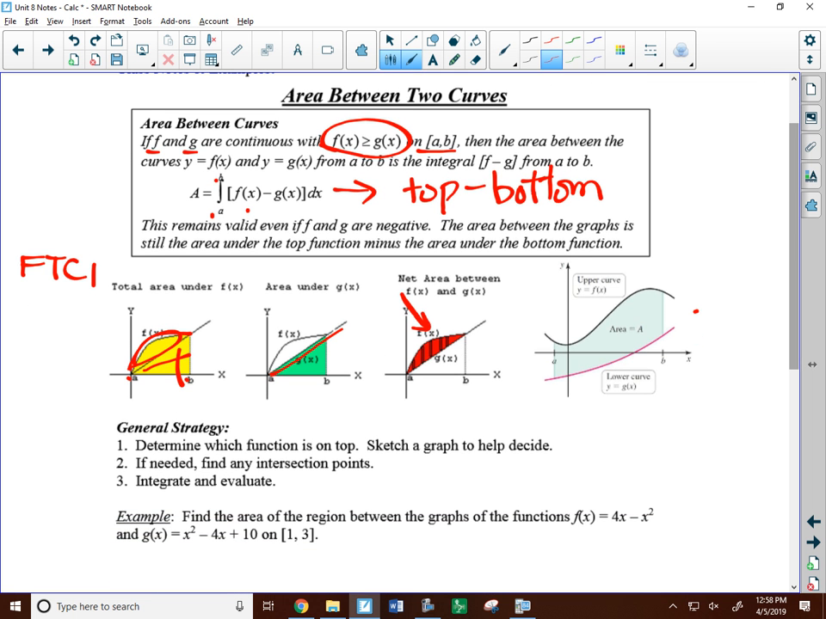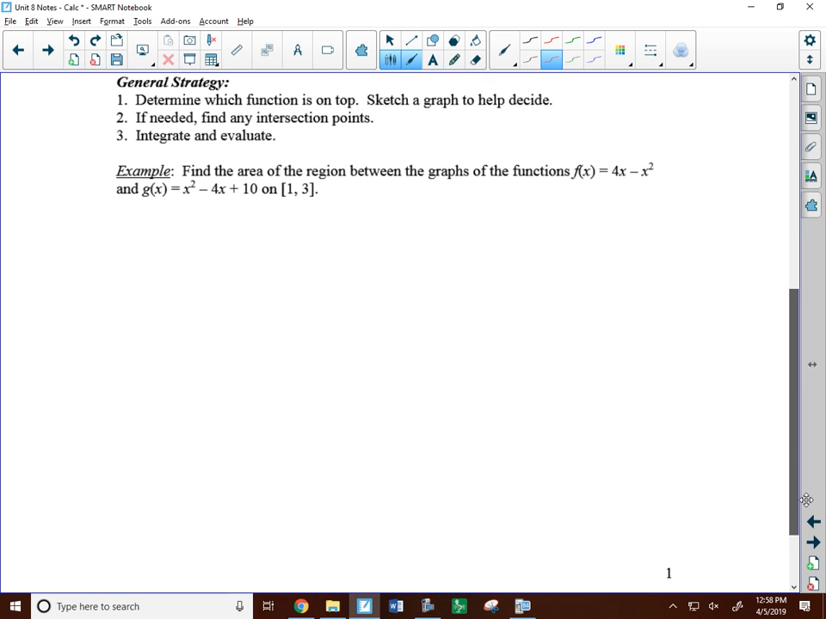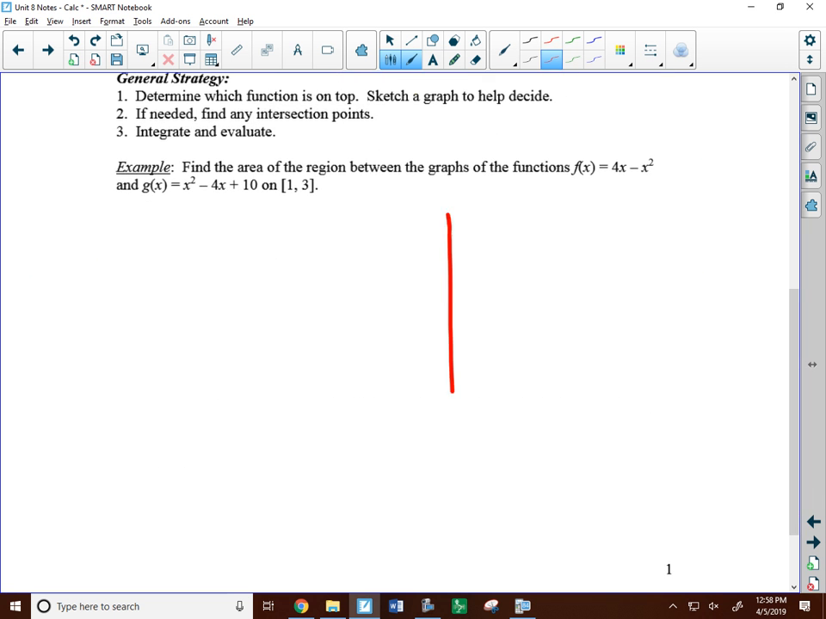The other thing I want to show you is, I'll just put it down here. What if they're below the x-axis? I'm going to give you one. I want to find the area here. I'll call this A here and B.